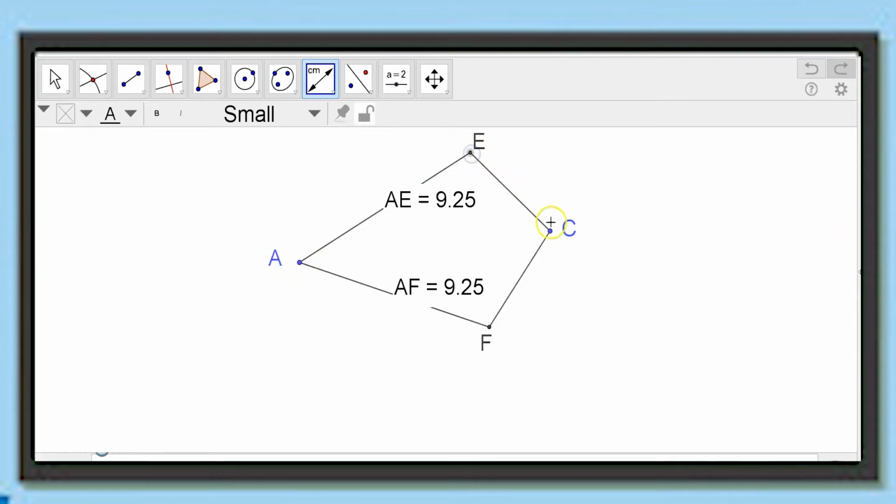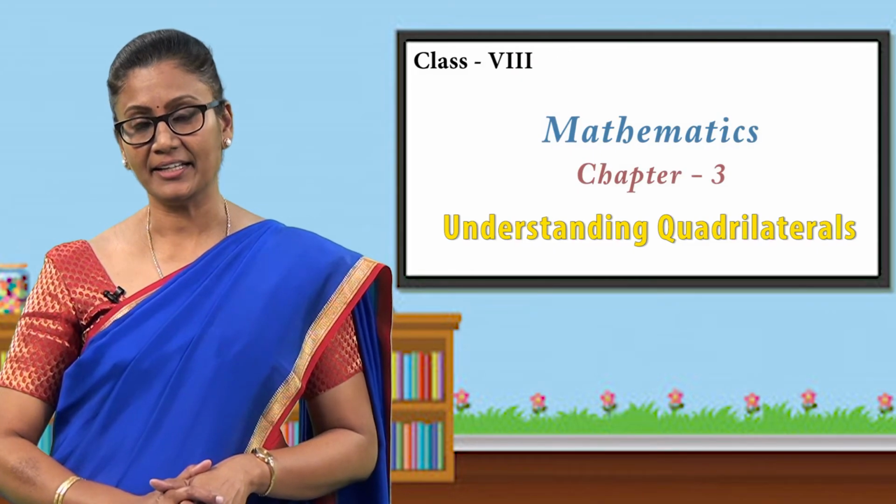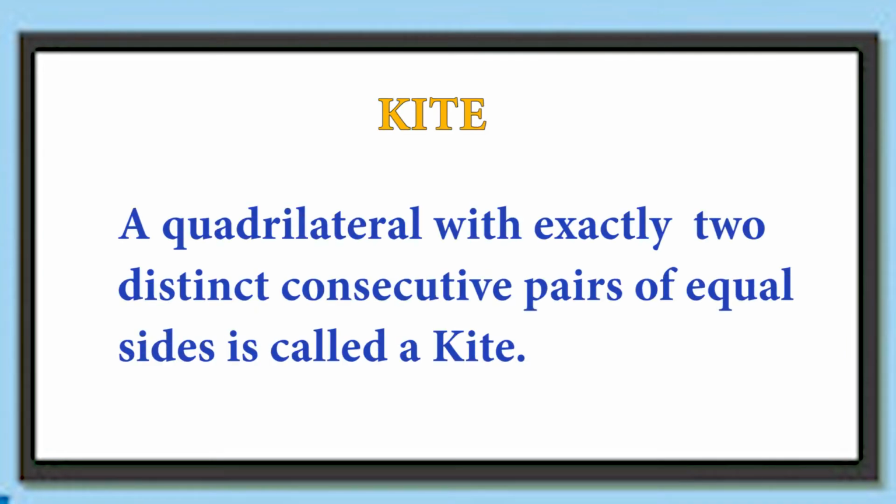Now let me measure EC and CF. What do you see? Again EC is equal to CF. So EC is adjacent to CF and they are equal because they have a common vertex which is C. So what can you generalize from here? A kite has exactly 2 distinct consecutive pairs of sides which are of equal length. So children, now let us define a kite. A quadrilateral with exactly 2 distinct consecutive pairs of equal sides is called a kite.